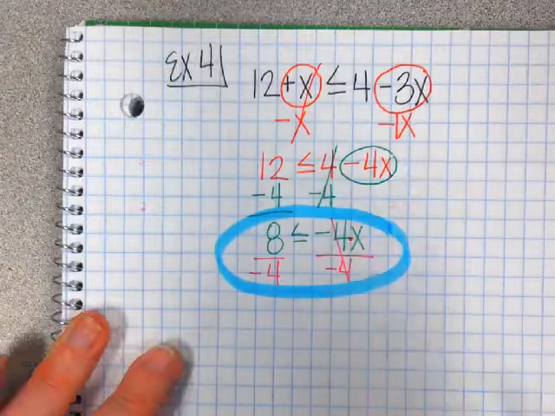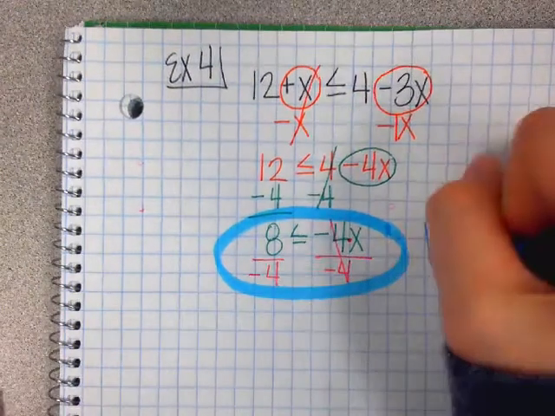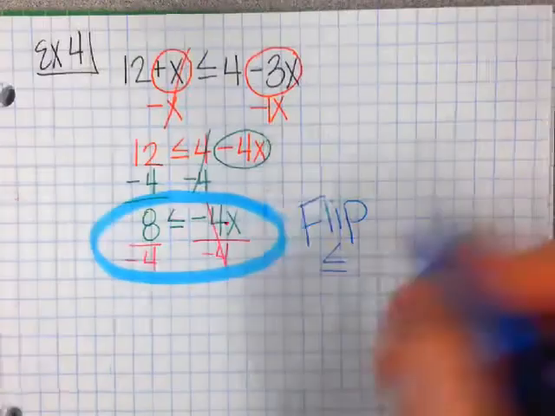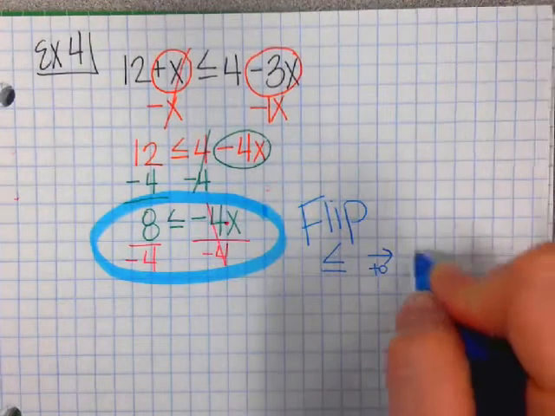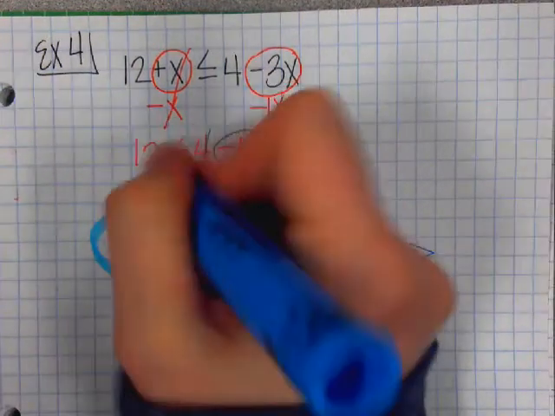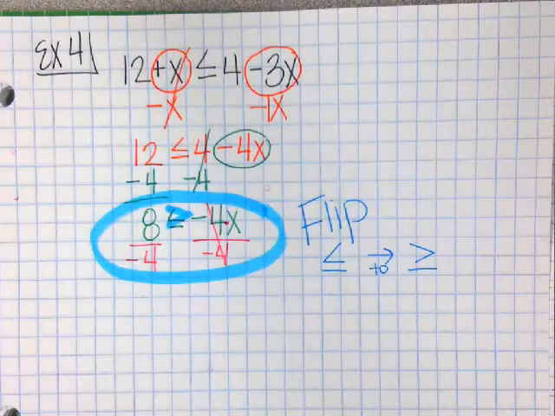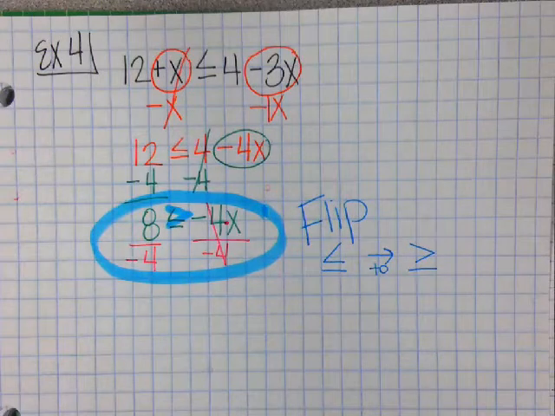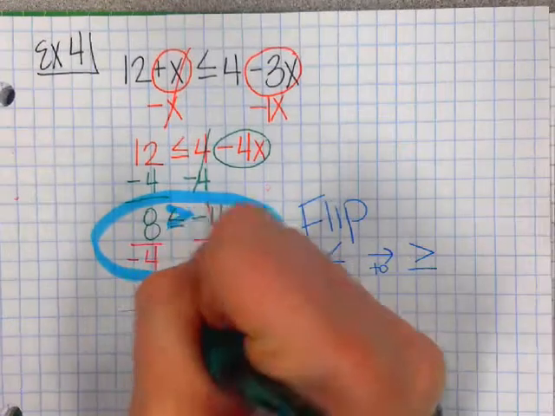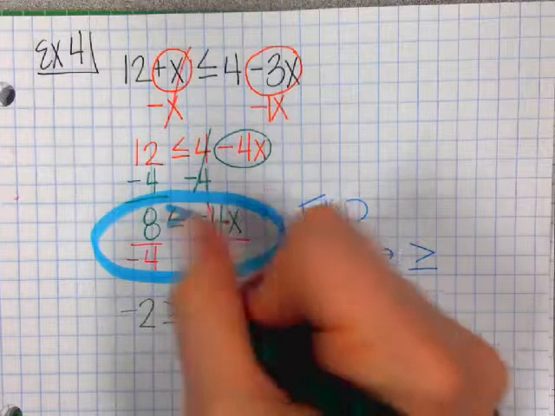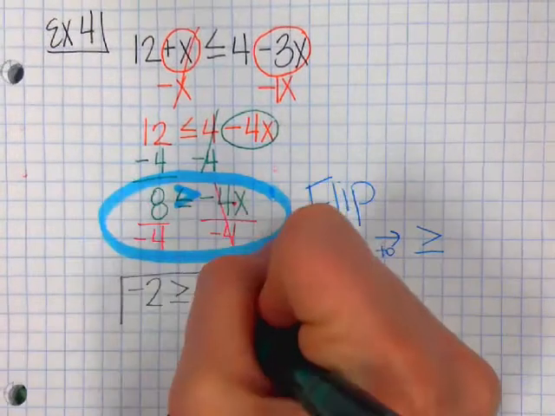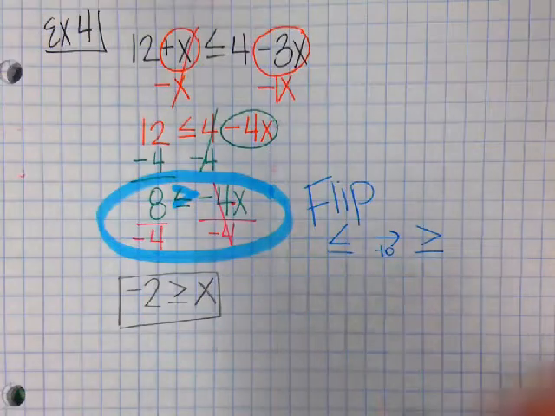And then highlight this. So I need to flip this symbol to this symbol. So it needs to change to that. So then it would be 8 divided by negative 4 is negative 2, greater than or equal to x. So it's negative 2 is greater than or equal to x.